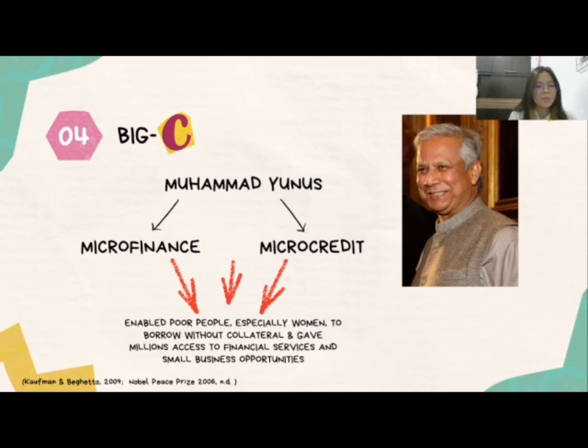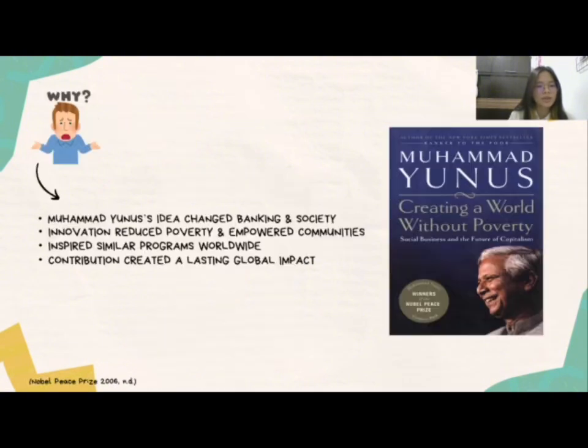An example of Big C is Muhammad Yunus, founder of Grameen Bank. He introduced microfinance and microcredit, which give poor people, especially women, access to small loans. This is the Big C because his idea transformed the banking industry and society worldwide.